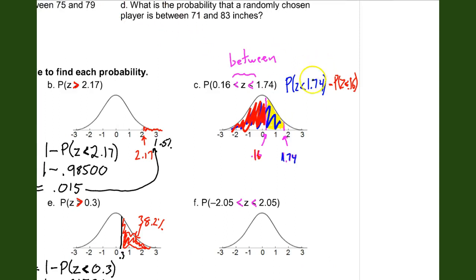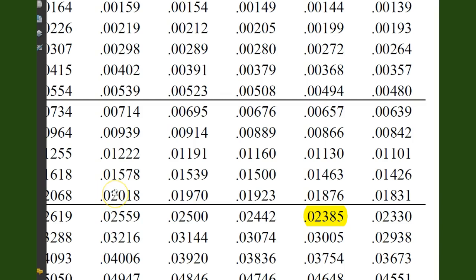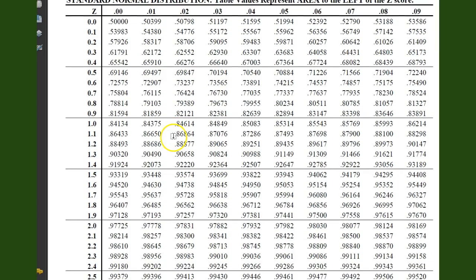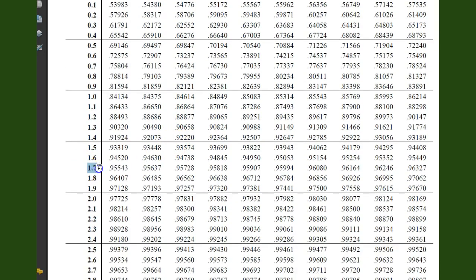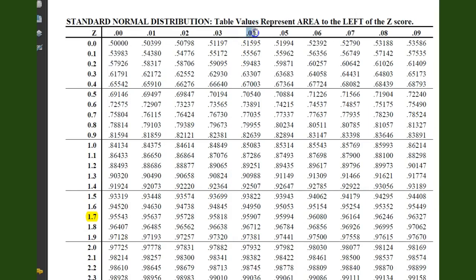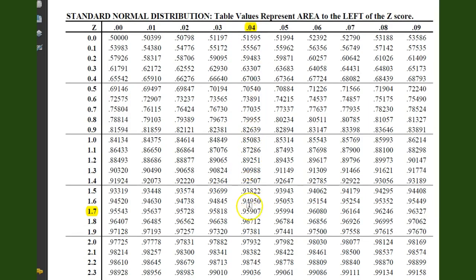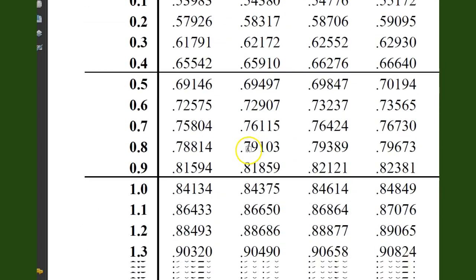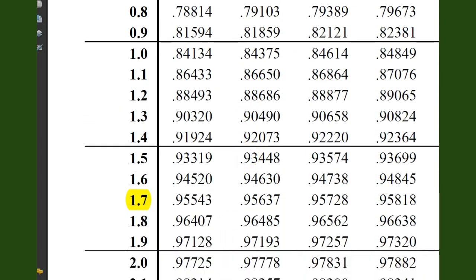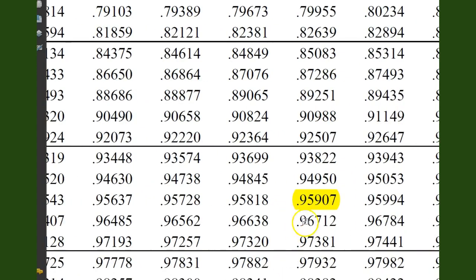So let's look up the first, 1.74. Okay, 1.7. There's 1.7, 04 will give me 0.95907. There it is. 0.95907.